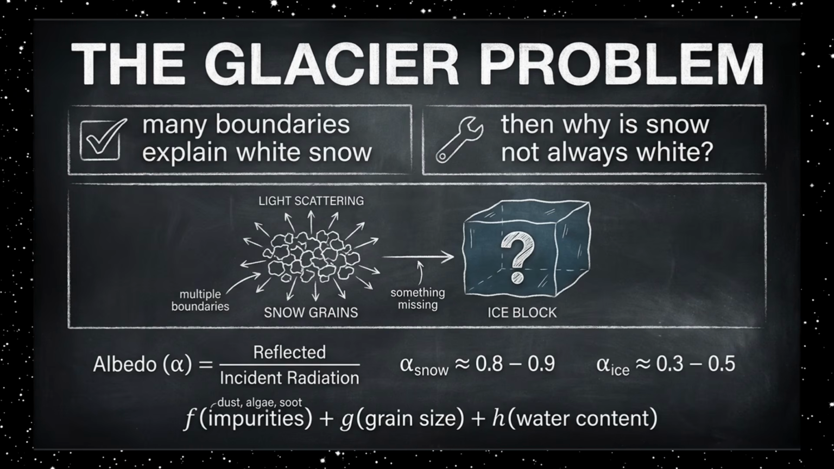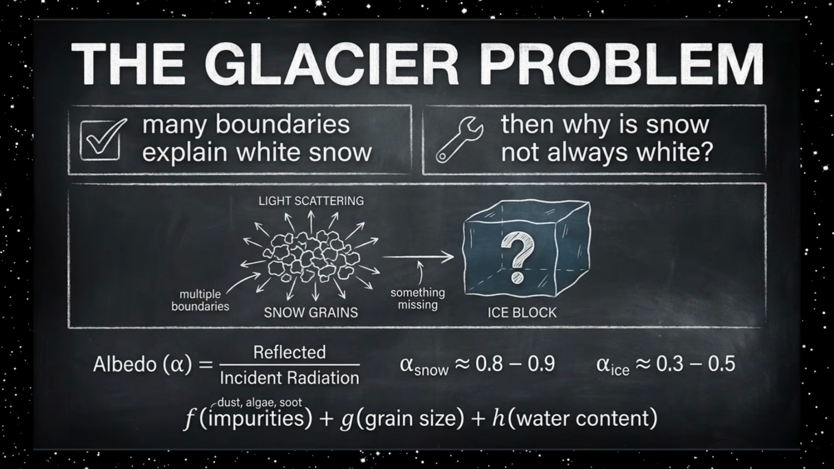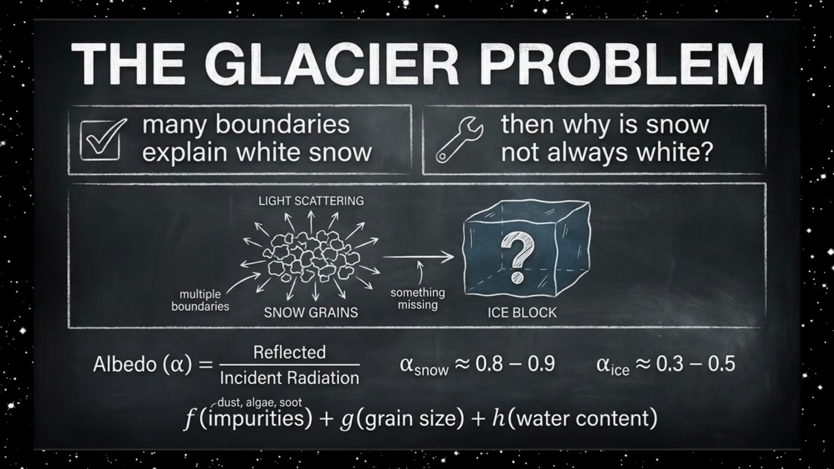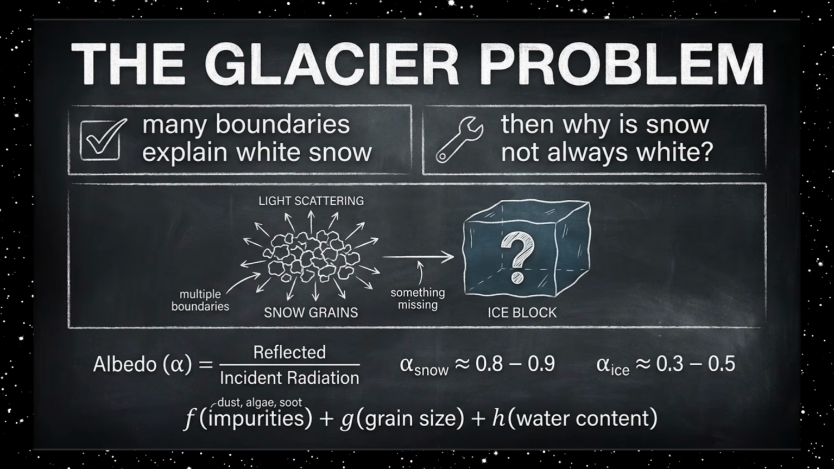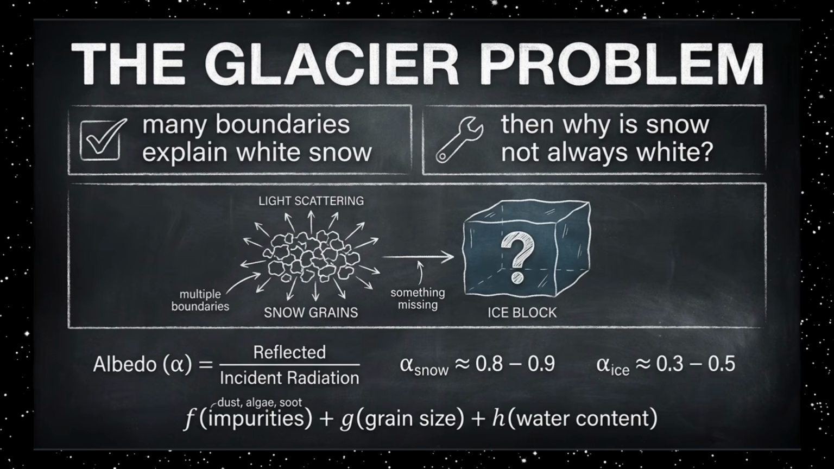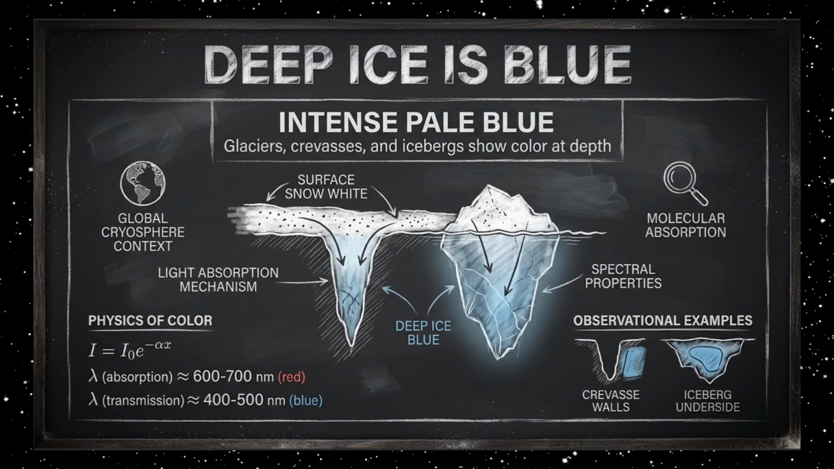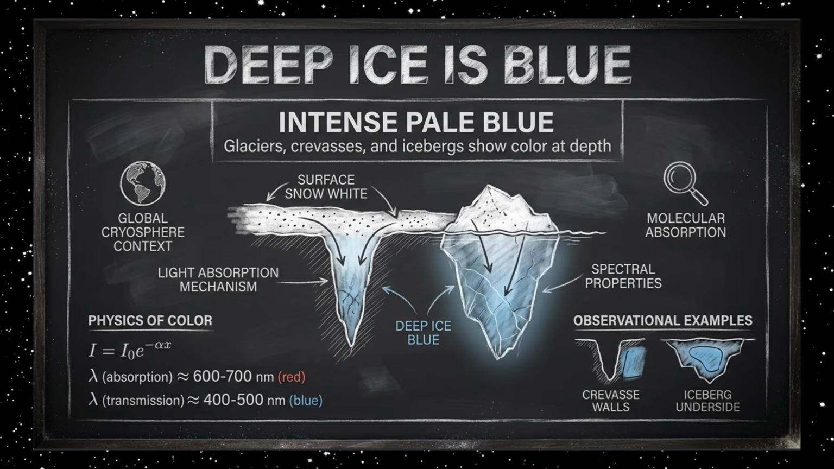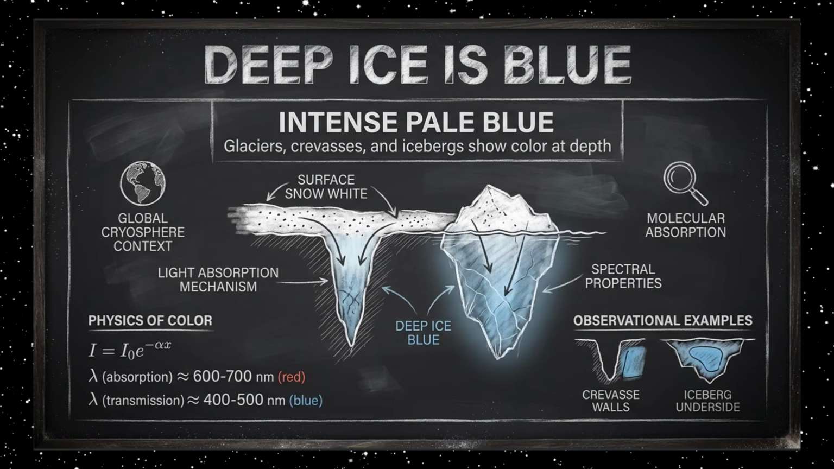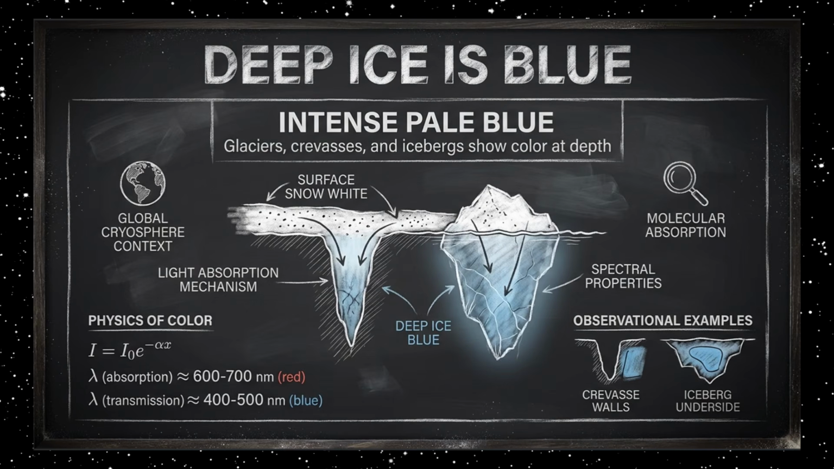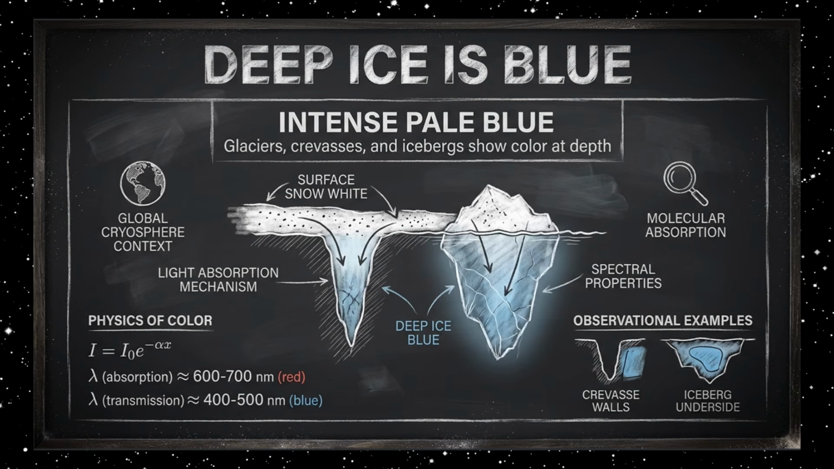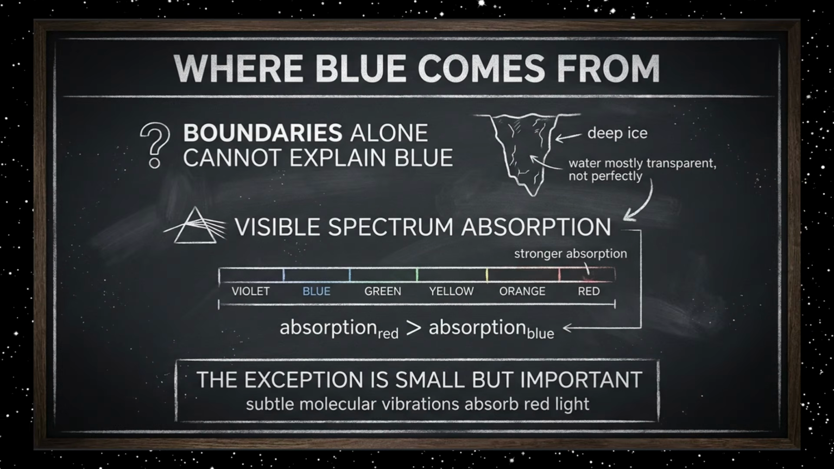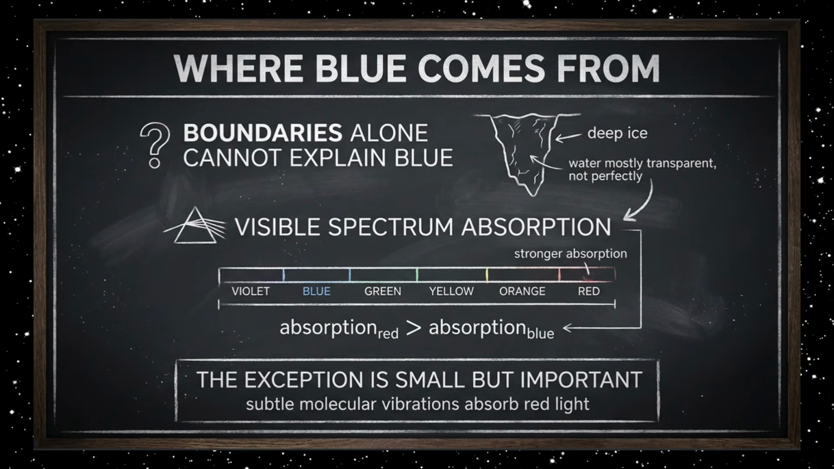All right. Let me throw a wrench in this for a moment. Because if everything I just said is true, we have a problem. If snow is just clear ice with lots of boundaries, then snow should always look white. But it does not always look white. Have you ever looked deep into a glacier? Or seen those photos of crevasses in Antarctica? Or icebergs in the ocean? The deep inside of those things is blue. Sometimes a really intense, pale, beautiful blue. So if all of this is just about boundaries and white scattering, where does the blue come from?